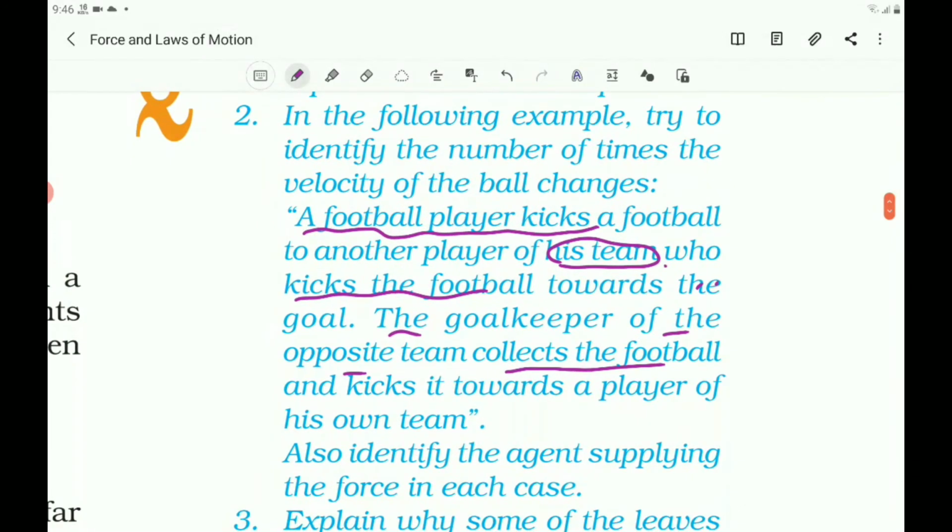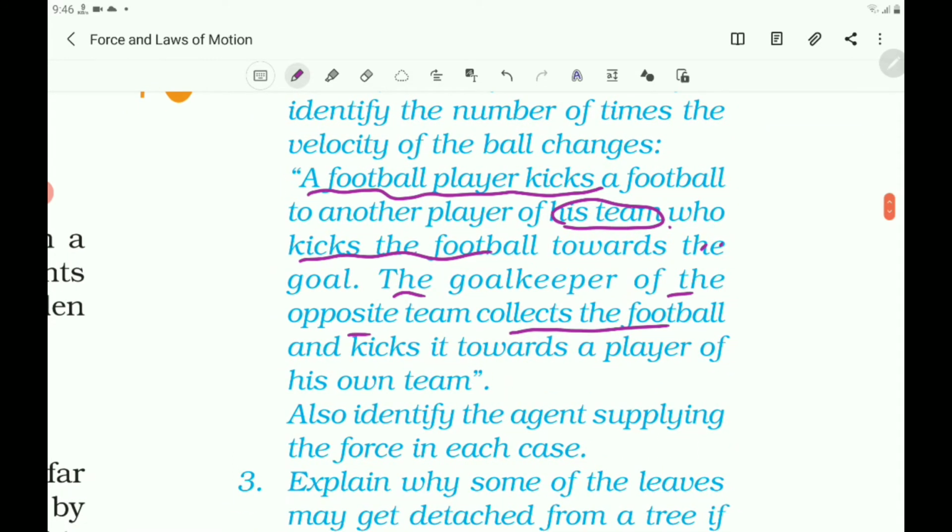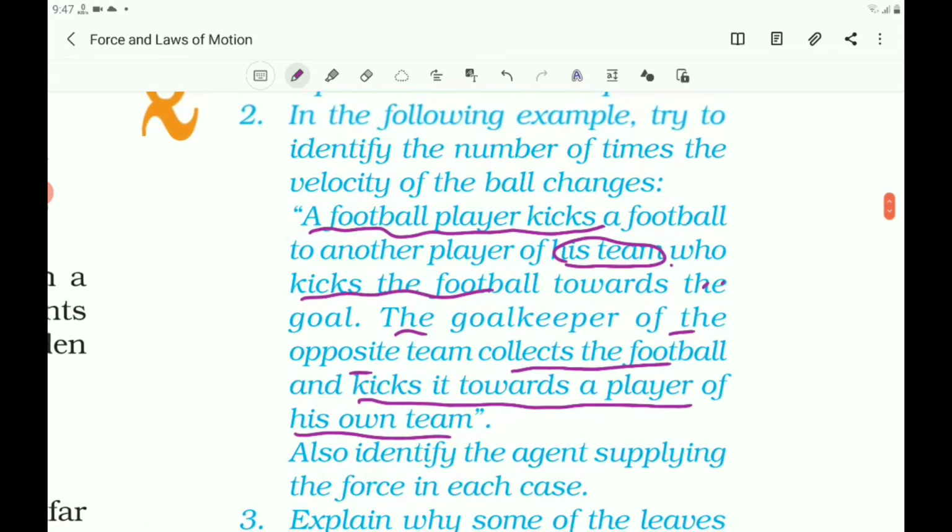Next, the goalkeeper catches the ball and then kicks it towards a player of his own team. Then also the velocity of the ball changes, because the goalkeeper applies some force on the ball. So the number of times the velocity of the ball changes is 4 times.